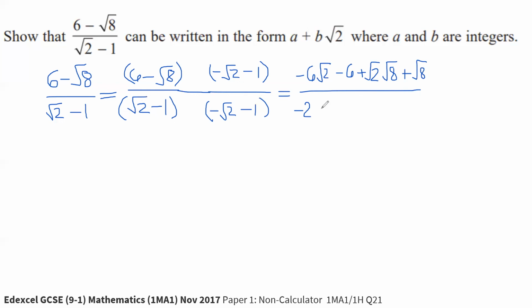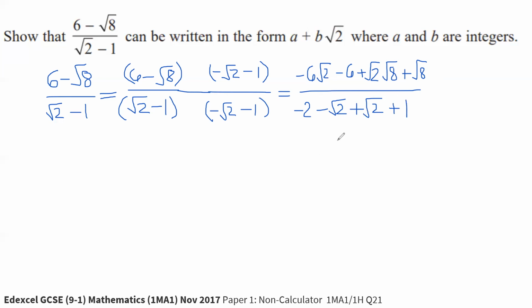Then we'll do root 2 times minus 1, so we get minus root 2. And then we'll do minus 1 times minus root 2, so that minus times minus is plus, we end up with plus root 2. And you notice that those two will cancel in the end. And then we've got minus 1 times minus 1, so that will give you plus 1.